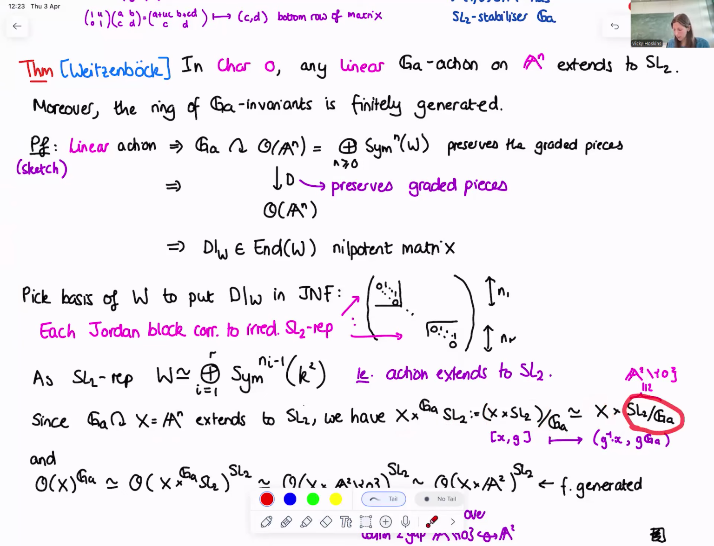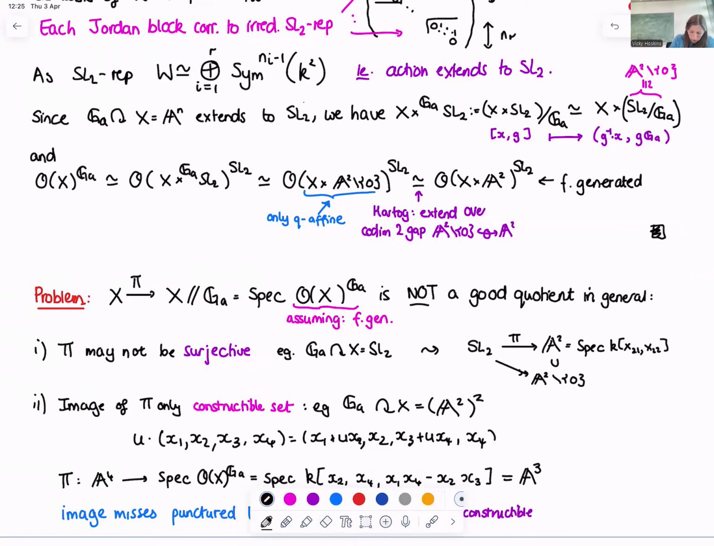And so this sounds great, but we're going to see that there's a problem, which is that even when you're in the situation that the ring of invariants for GA, the additive group, is finitely generated, the quotient that you get is not going to be a good quotient in general. Firstly, I'm sorry, I didn't give a name. So I'm going to call this quotient pi. So this map pi might not be surjective.